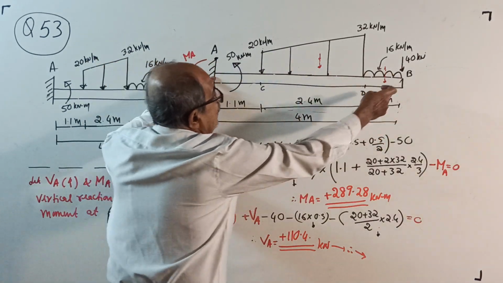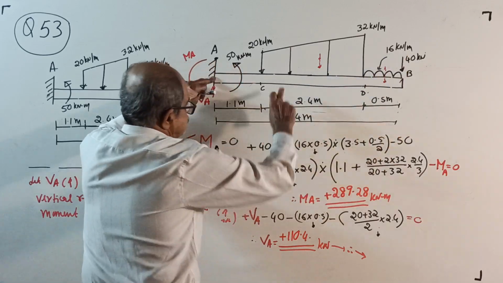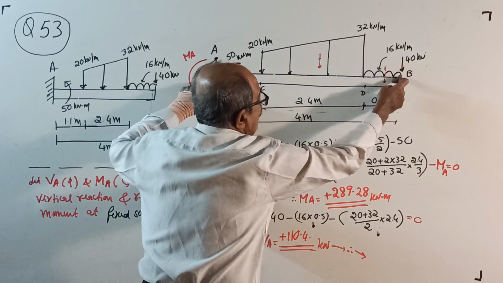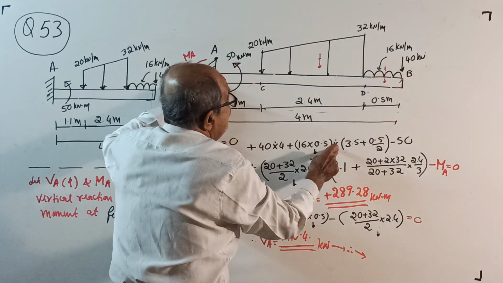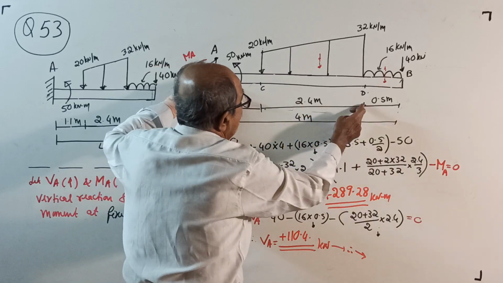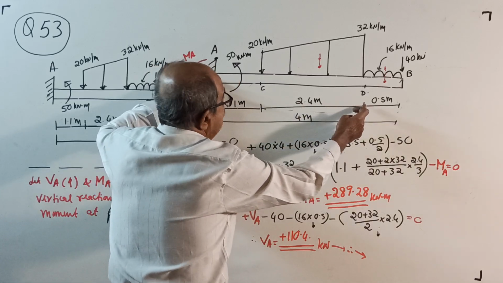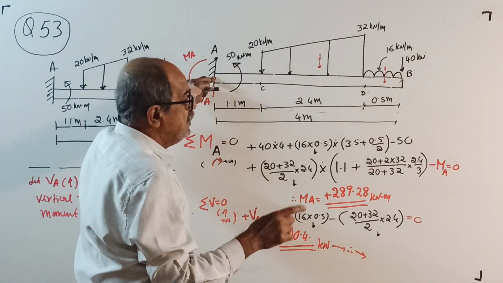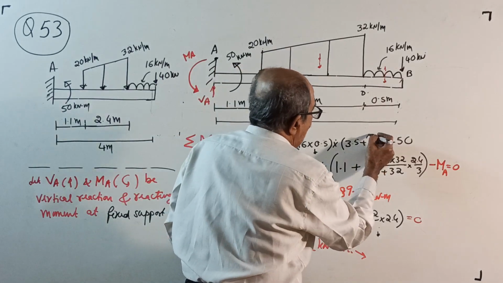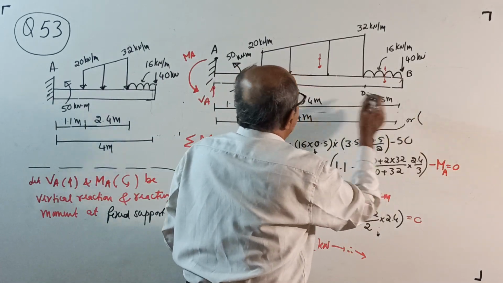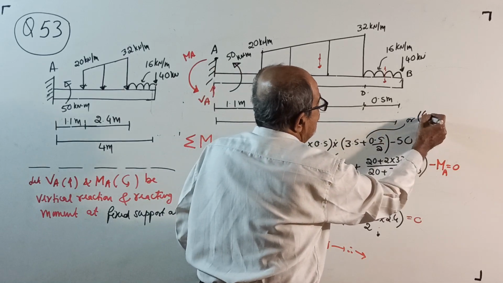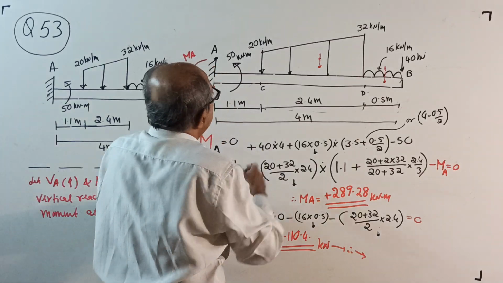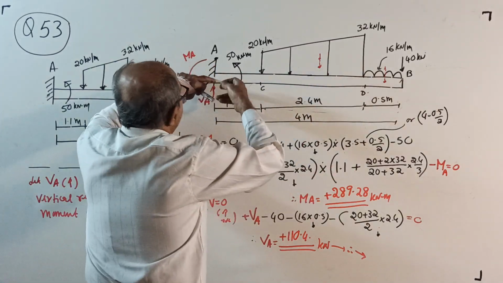Clockwise positive, 40 into 4. Clockwise, UDL. Total load, 16 into 0.5 is the total load, into 1.1 plus 2.4, that is 3.5, 3.5 plus half of 0.5. Or you can write 4 minus 0.5 by 2, both are same. Then, this I will tell last because option is there, minus 50.